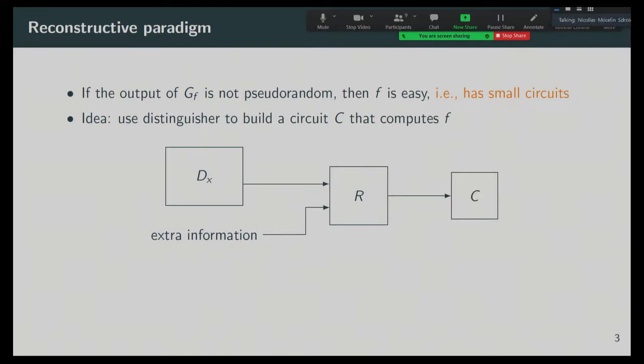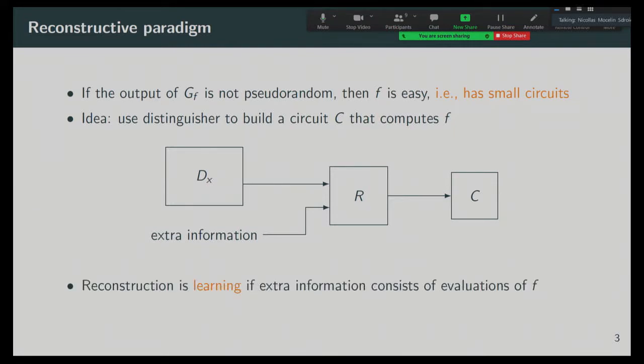So here, if we just care about the circuit complexity of the function, all we care about is the size of the circuit C. We may also care about the complexity of the reconstruction R in case we are in the uniform setting, as well as the complexity of obtaining any of this extra information. And finally, we call such a reconstruction learning if this extra information, this extra advice, consists only of evaluations of the function. And I'll be mentioning a couple of generators today, and all of them are learning, right? So that's why our approach is going to work for them.